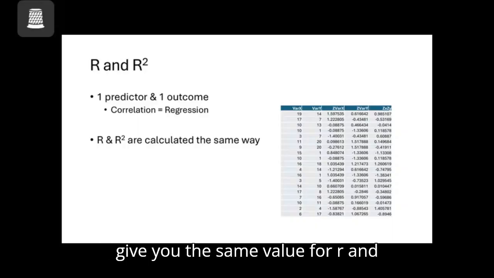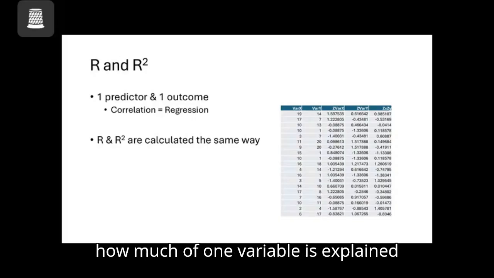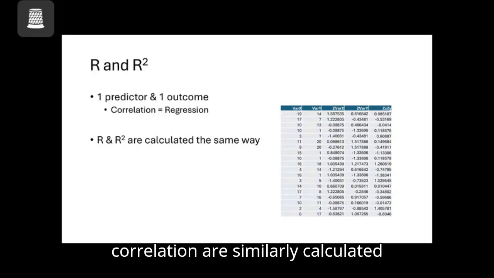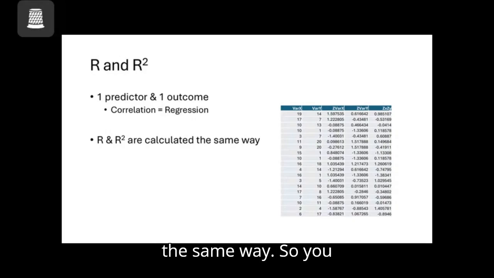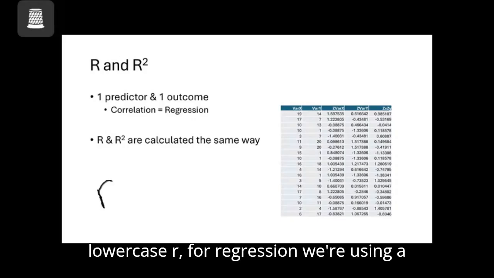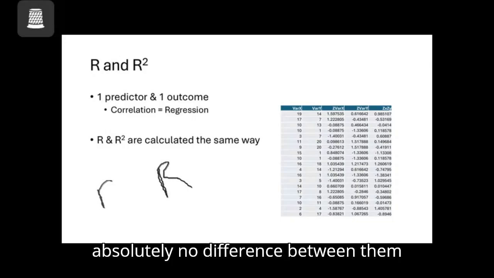They are going to give you the same value for R and R squared, because all it's telling you is how much of one variable is explained by the other variable. They are the same thing. R and R squared for regression and correlation are calculated the same way. So you have calculated R for correlation. Usually for correlation, we are using a lowercase r. For regression, we're using a capital R. But honestly, there is absolutely no difference between them when you have one predictor and one outcome.